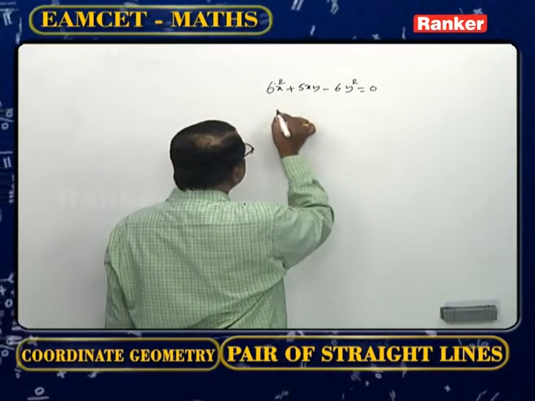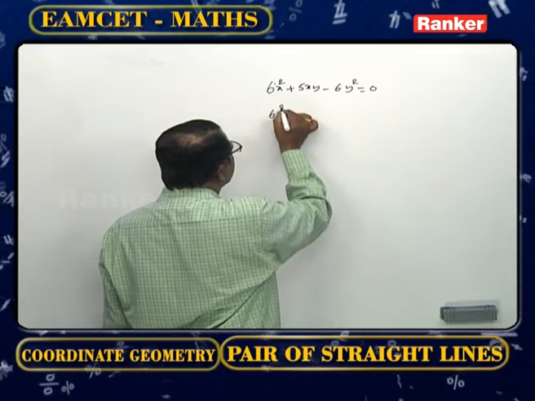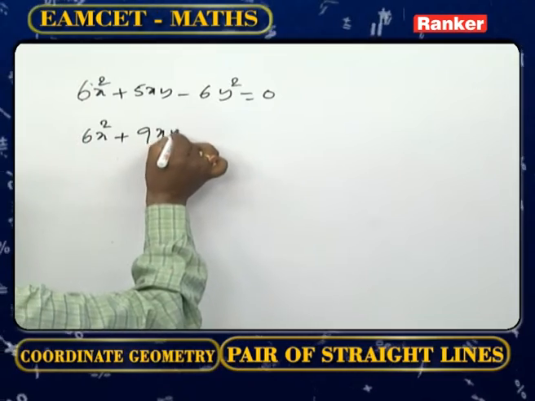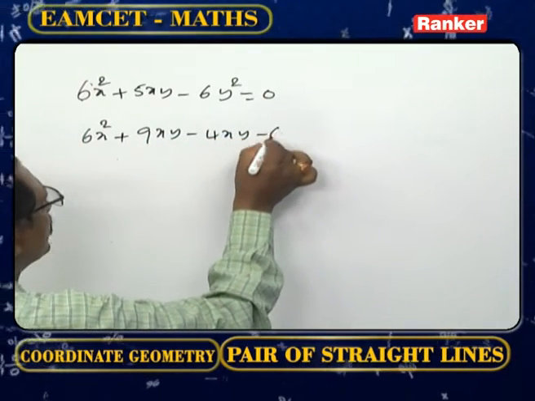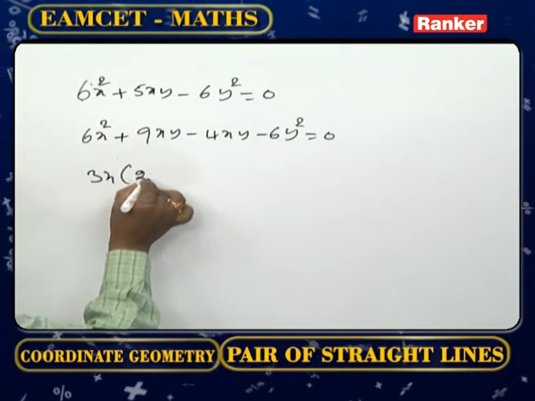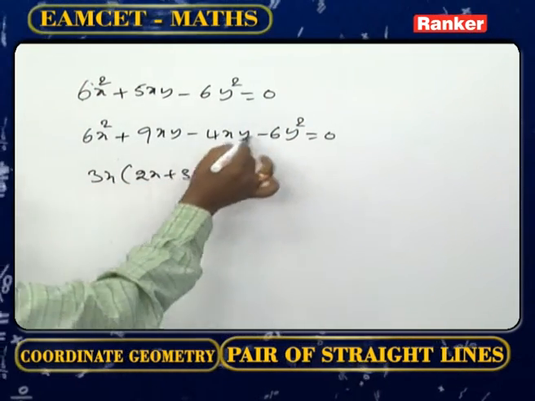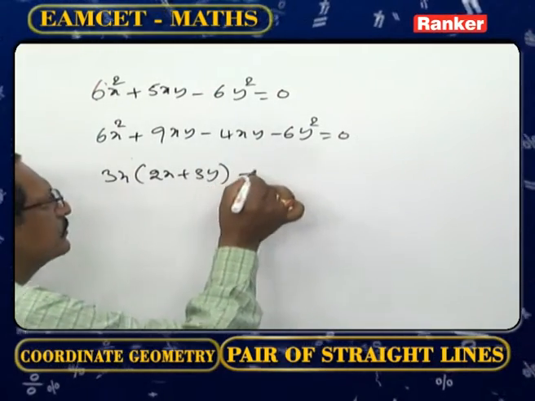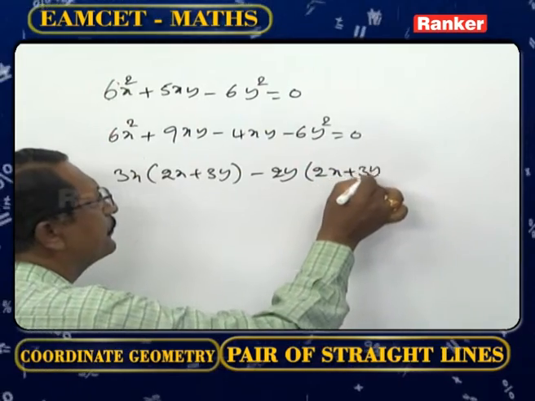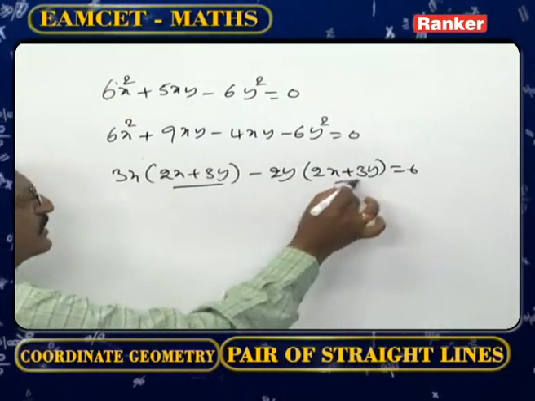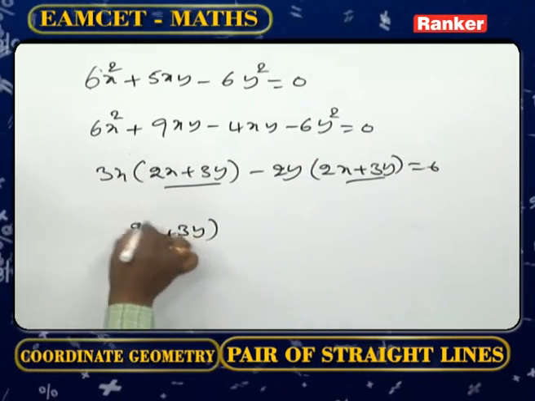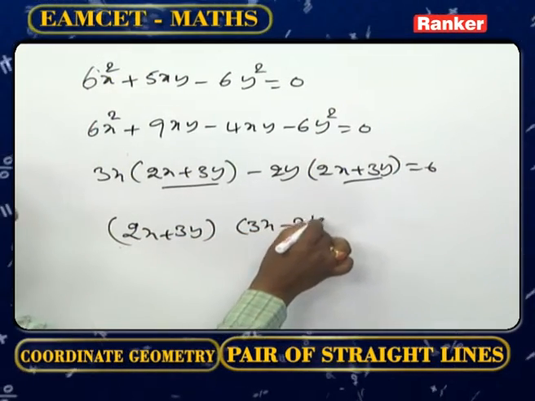Now 6x square plus 5xy can be written as 9xy minus 4xy, minus 6y square equals 0. In the first two terms 3x taken common, we get 3x(2x plus 3y). In the remaining two terms minus 2y common, minus 2y(2x plus 3y) equals 0. Now 2x plus 3y is common in both, we get (2x plus 3y) into (3x minus 2y) equals 0.